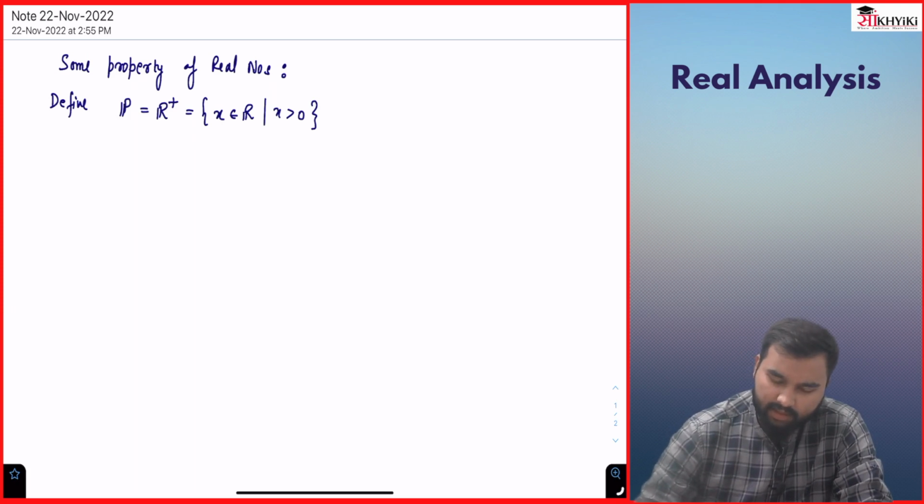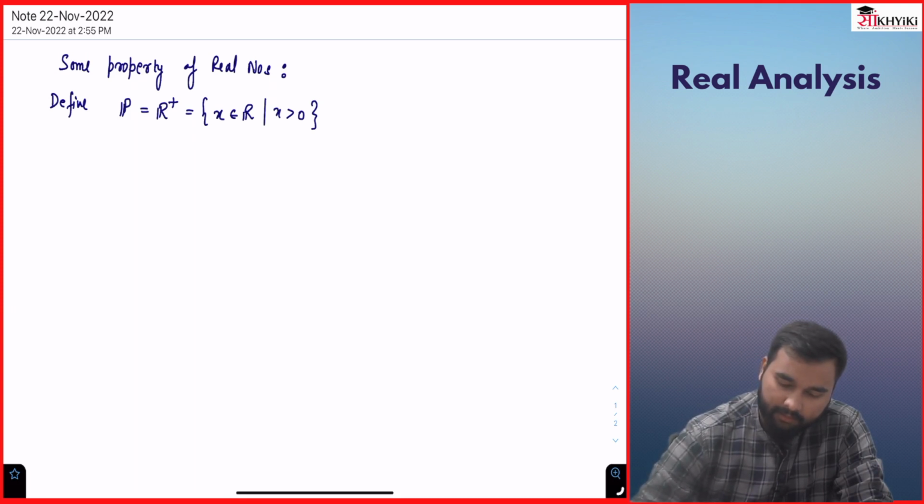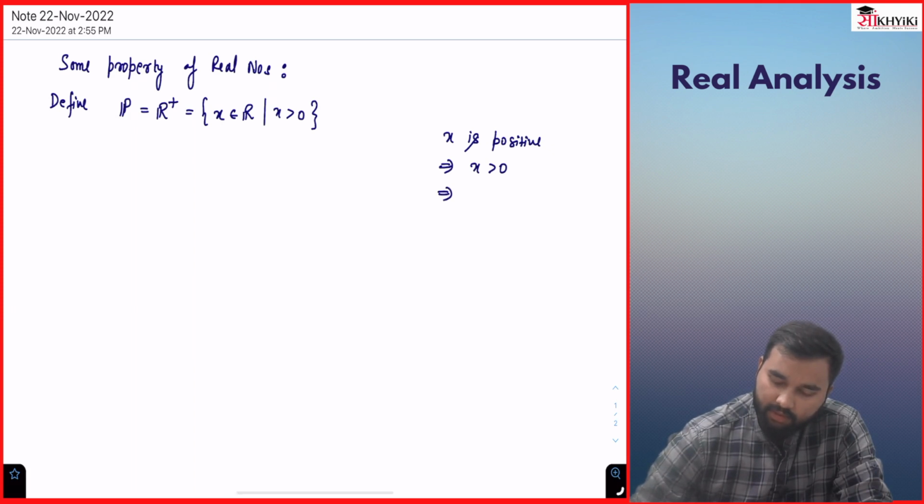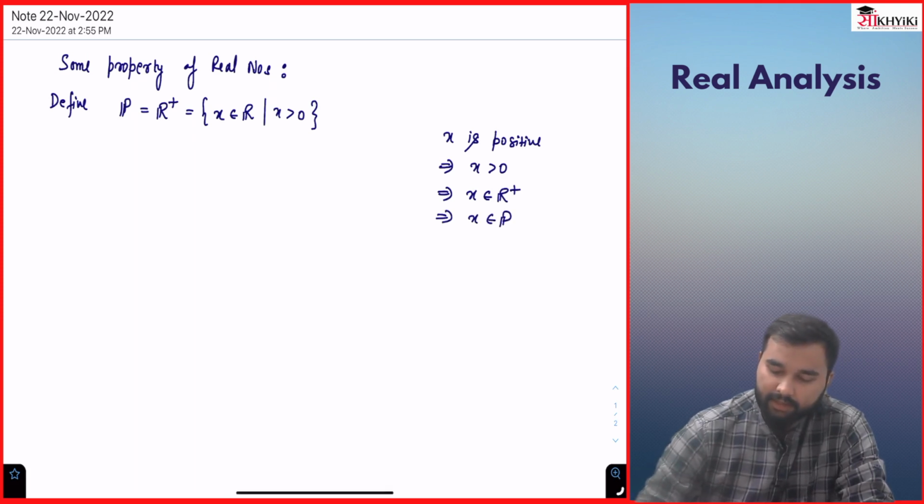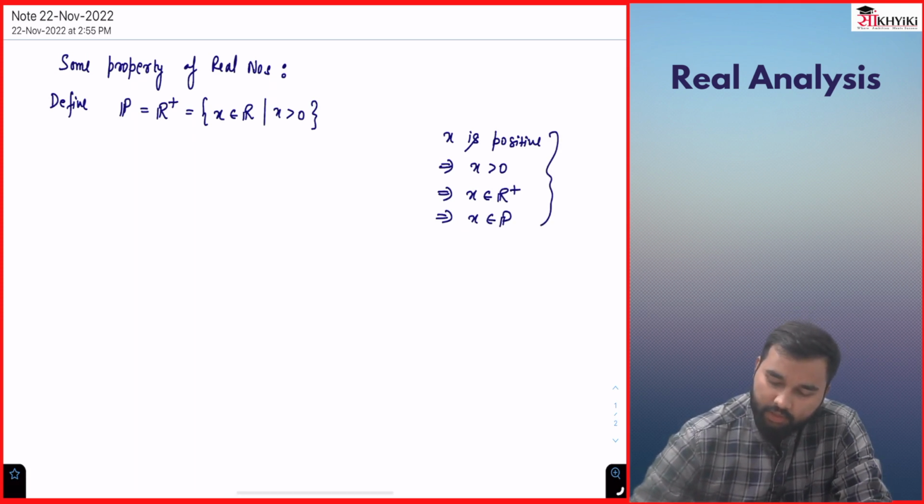So equivalently, if someone is saying x is positive, this implies what? x is greater than 0, or also we can say that x belongs to the set R plus, x belongs to the set P, and these are all equivalent things.